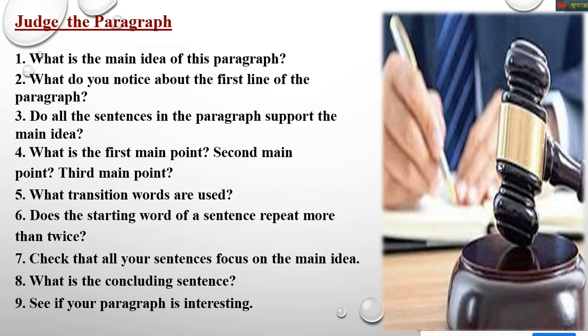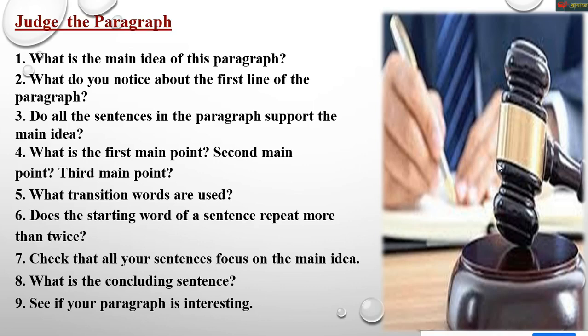Of course, you have to remember that before publishing, you should have a look considering the following points that can make your writing a finished product, a good piece of writing. So let's see the points at the stage of fine tuning, or the stage of judging the paragraph. Okay, so what is the main idea of this paragraph?